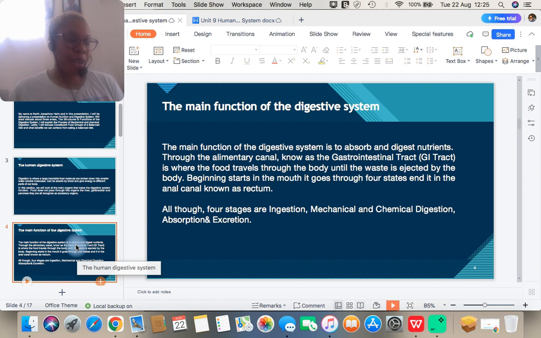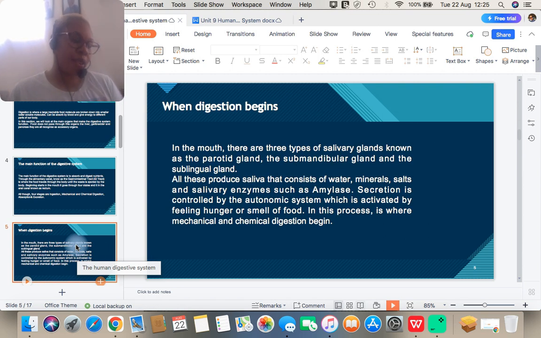In the mouth, there are three types of salivary glands, known as the parotid gland, the submandibular gland, and the sublingual gland. All these produce saliva that consists of water, minerals, salts, and salivary enzymes such as amylase. Secretion is controlled by the autonomic system, which is activated by feeling hunger or the smell of food. This is where mechanical and chemical digestion begin.